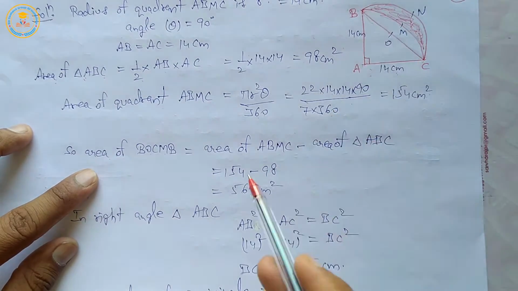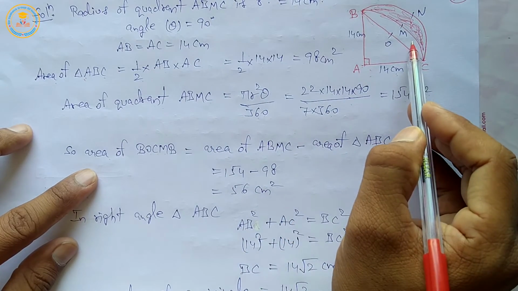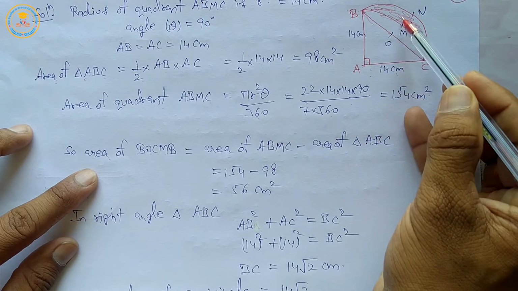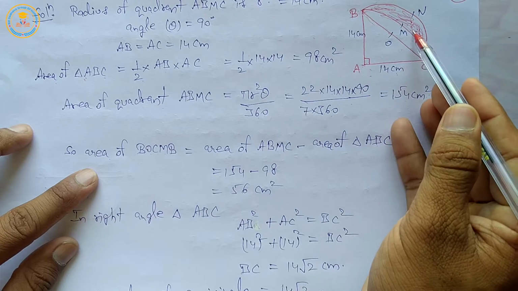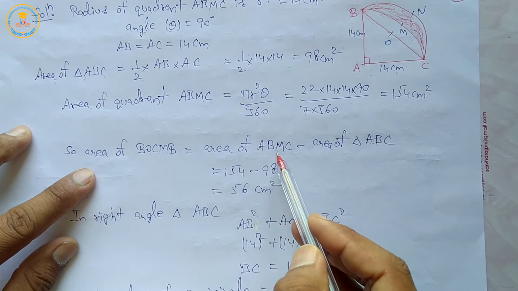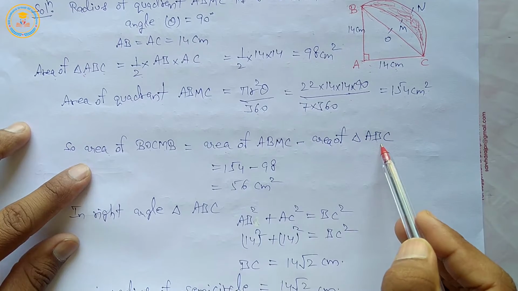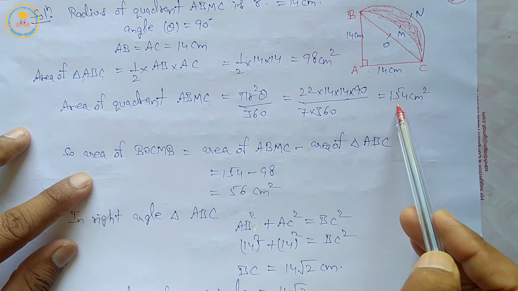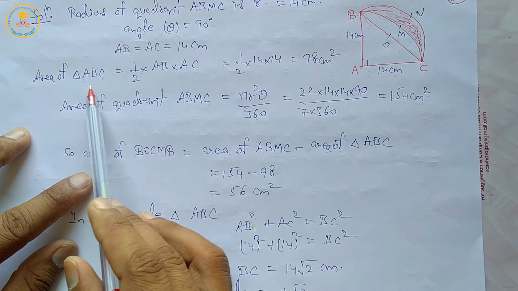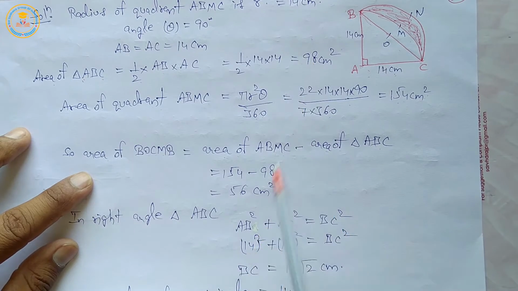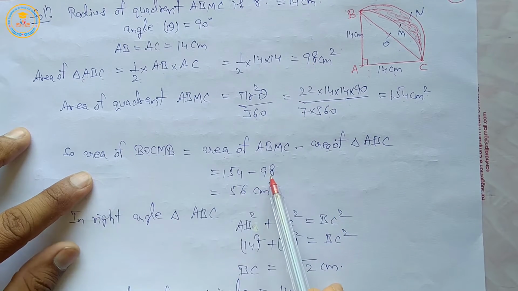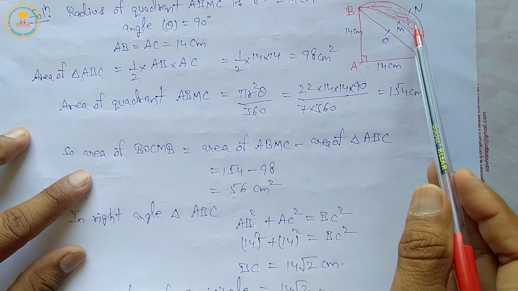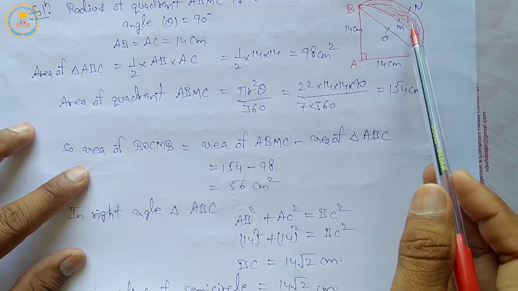Area of that one part is area of ABMC minus that part, the area of triangle. So we get area of ABMC minus area of ABC. Area of ABMC is 154 and the area of triangle ABC is 98. So we get 154 minus 98, it means 56 centimeter square. We calculate the shaded part.